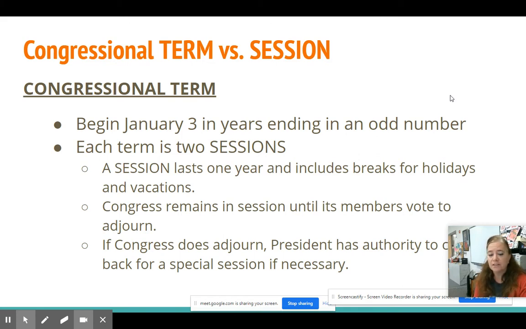So if there's major things going on in the nation, they may not adjourn, which can be kind of rough too. If they are adjourned, so let's say they're adjourned in the month of August, and something major happens, like a pandemic or a hurricane where we need to appropriate money, the president might actually call Congress back for a special session to deal with an issue. And then all the Congress people have to come back to Washington, D.C. to meet and talk about that.